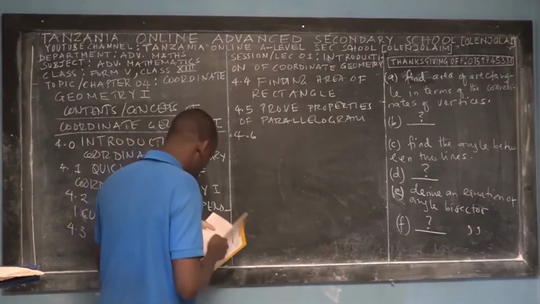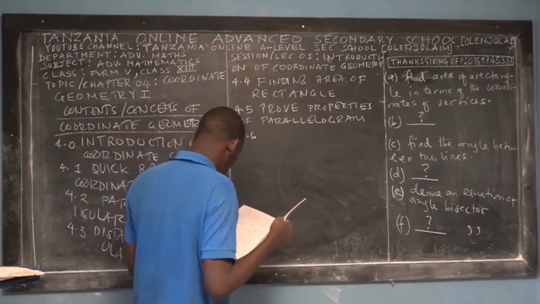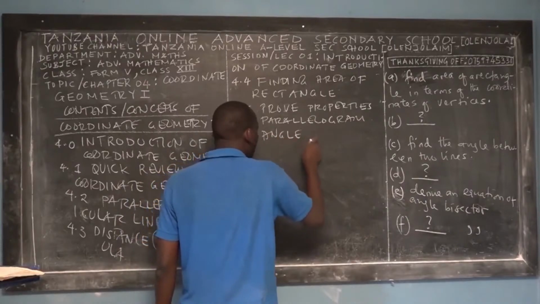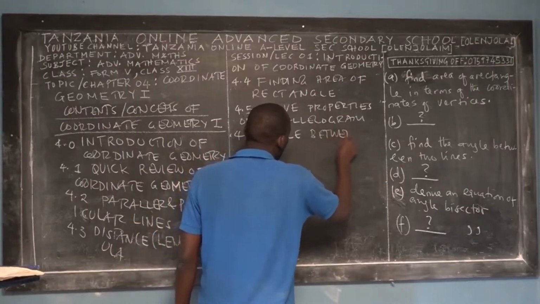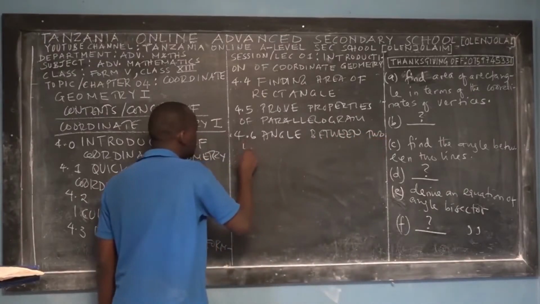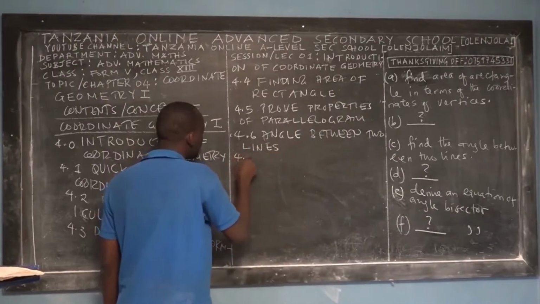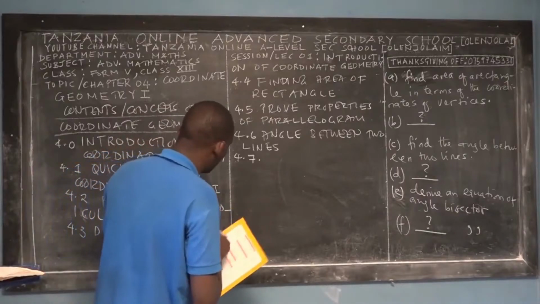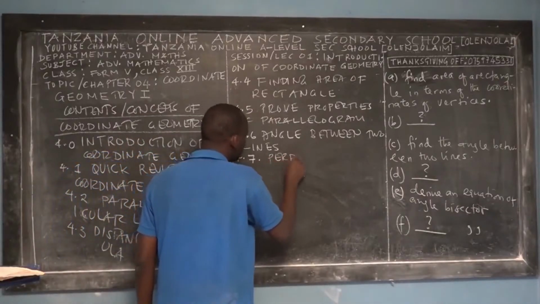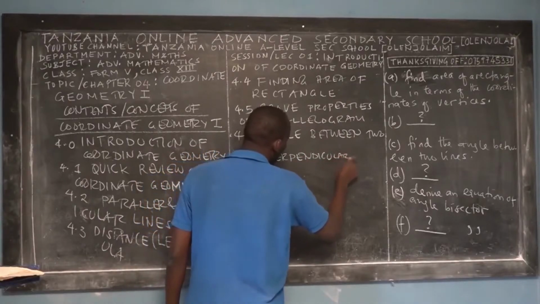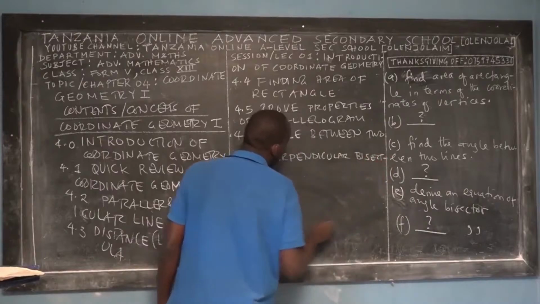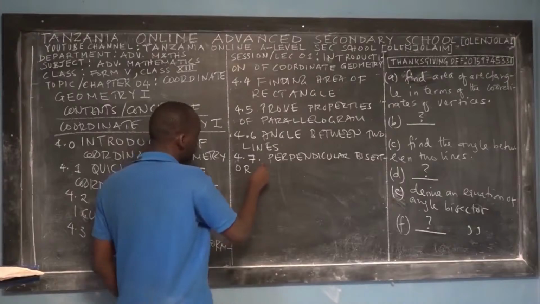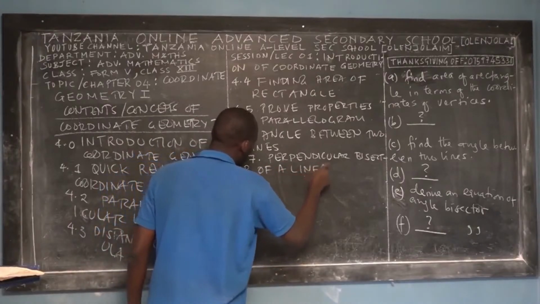The next concept I'll teach is the angle between two lines: how you can find the angle between two lines. Okay? Then the next concept is the perpendicular bisector of a line. I'll teach how you can find a perpendicular bisector of a line.